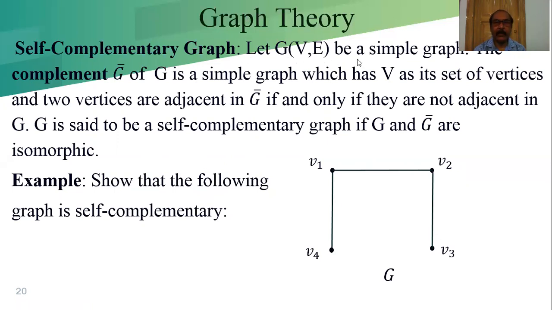Self-complementary graph. Let G be a simple graph. Simple graph means a graph which has no parallel edges and no self-loop. The complement G bar of G is a simple graph which has V as its set of vertices, and two vertices are adjacent in G bar if and only if they are not adjacent in G. G is said to be a self-complementary graph if G and G bar are isomorphic. Again, this is the G.